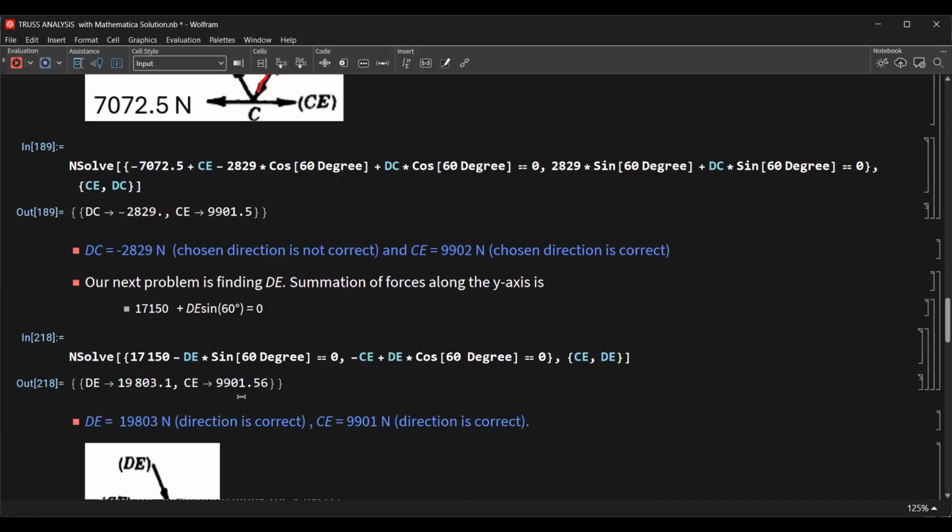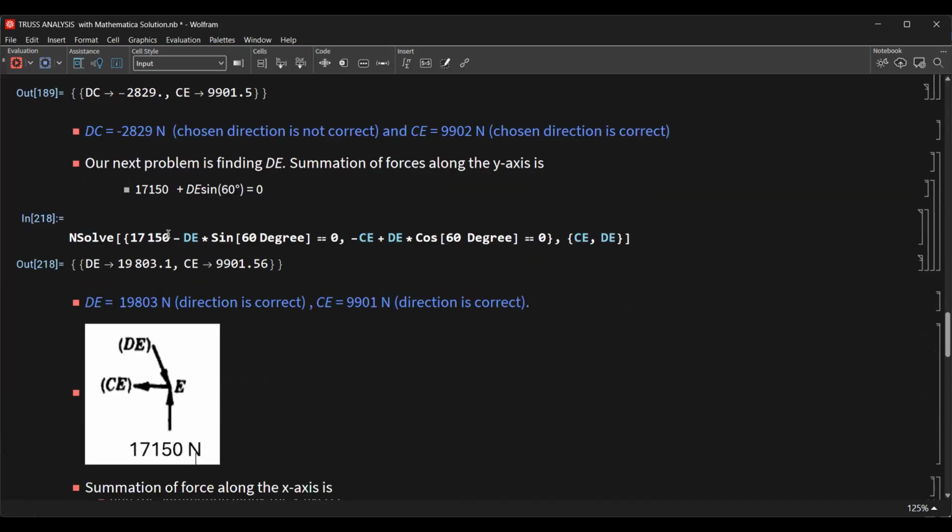So our next problem is finding the summation of forces along the y-axis. So we have 1,750 and sine 60 degrees. So it should be negative. The y component of the DE is negative, and the x component is positive. So our DE here is 19,803 newtons. Our assumption for the direction of DE is correct. Our assumption for the direction of CE is also correct. That is directed to the left.